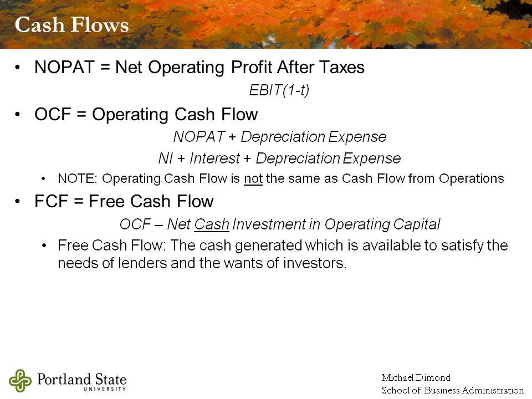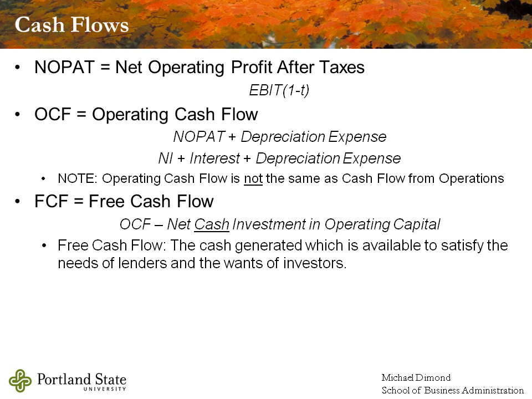The free cash flow, which is what we're really trying to get at, is, as I said, the cash generated by the company available to satisfy the needs of lenders and the wants of investors. And how we're going to arrive at that number is to take our operating cash flow and subtract out whatever our net cash investment in operating capital is. Now, let me talk about each of these points in turn.